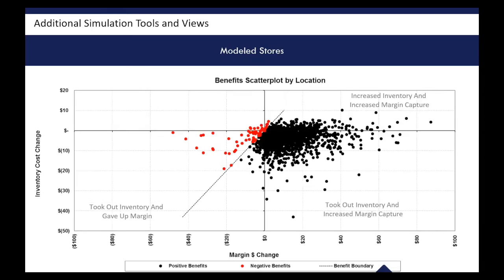We can also apply this method to all stores and plot them using the same approach. These benefit scatter plot charts are useful when identifying outliers. You can quickly see what stores or SKUs are most profitable and make sure that they are being protected while addressing the ones that are not, digging in a little deeper, figuring out why it's not providing a benefit, and making changes when necessary.